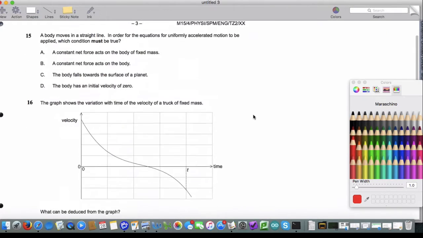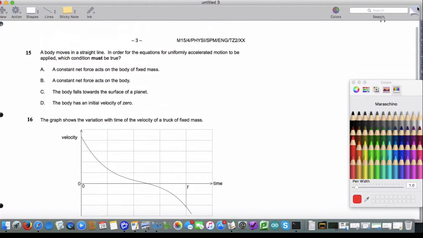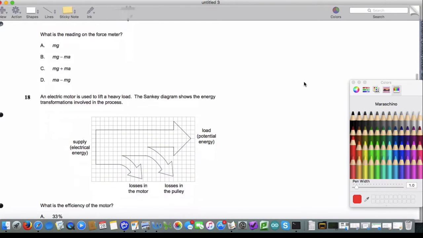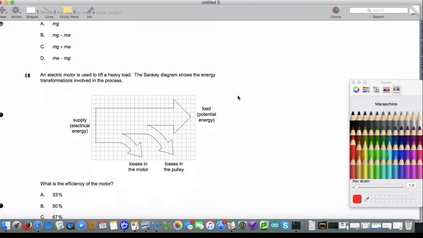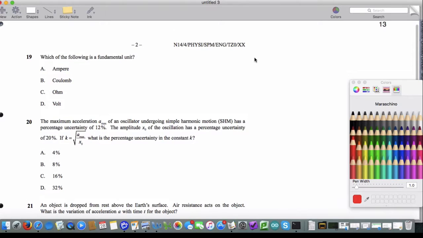15 and 16 we'll skip. We'll do that when we get to forces and other stuff. Same with this. 18 we will never do. It's too complicated, so we'll just cross that off. 19, which is a fundamental unit.